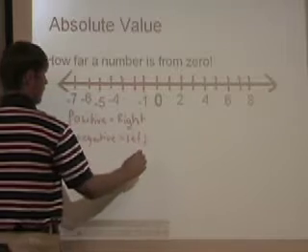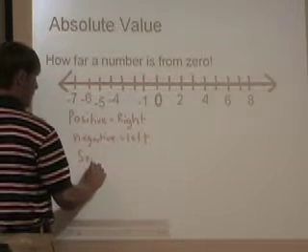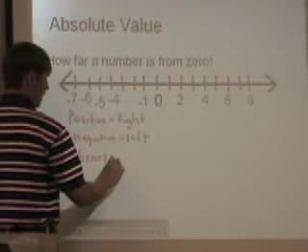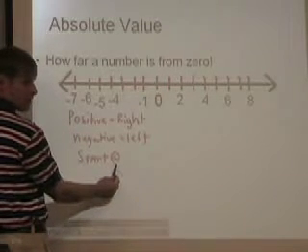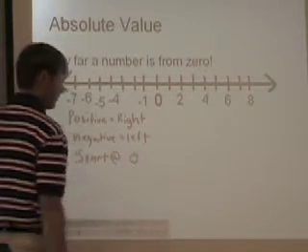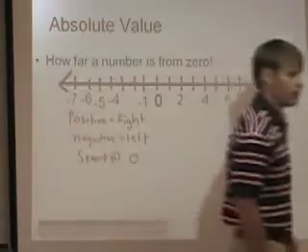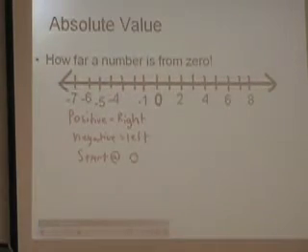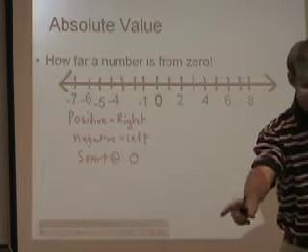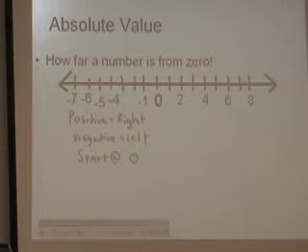And where do you always start? 0. That's right. Start at 0. So positive makes you move what direction? Right. Negative makes you move what direction? Left. And you always start at 0. Okay, here's how we're going to do that. You will say positive makes you move right. You'll say negative makes you move left. And you will say you always start at 0.